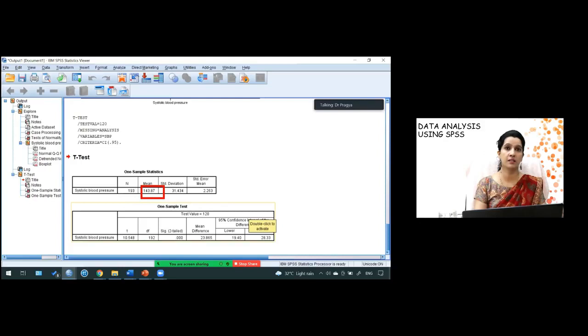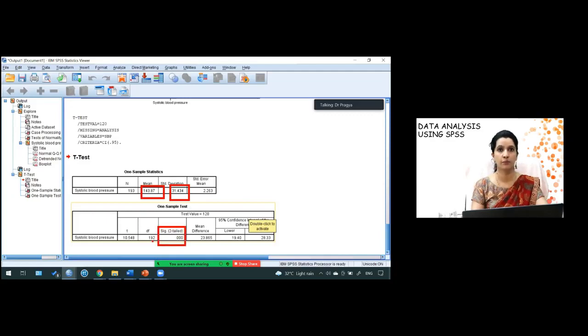Standard deviation is 31.43. Again, as we discussed, if the standard deviation is less than half of the mean, it is normally distributed, and definitely it is less than half of the mean. Now if you see the systolic blood pressure, what is the significance level? Yes, it is significant.